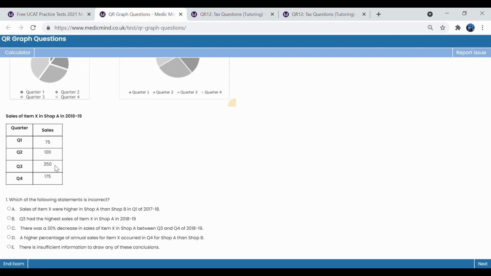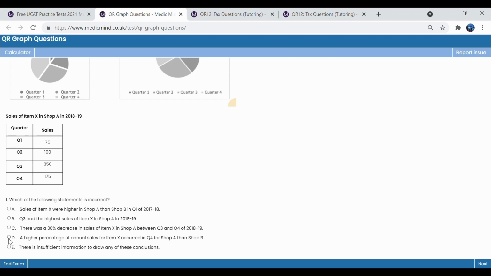So we divide by 5. 250 divided by 5 is 50, so the denominator will be 50, and the numerator, 75 divided by 5, is 15. So 15 over 50 is the same as a 30% decrease. So that's also correct. So B and C are correct.